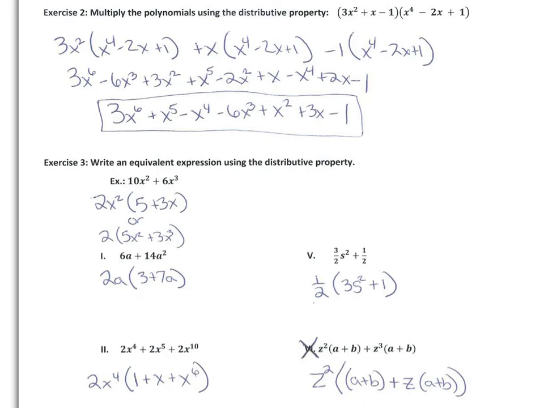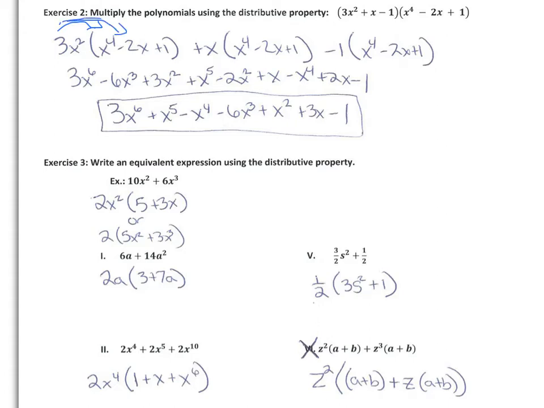Exercise 2 says multiply the polynomials using the distributive property. For the distributive property, I'm going to take the 3x squared and multiply by the entire polynomial. Then I'm going to take the x and multiply by the entire polynomial. Then I'm going to take the negative 1 and multiply by the entire polynomial. And that's the setup right here. Take a look: 3x squared times the polynomial, x times the polynomial, negative 1 times the polynomial.